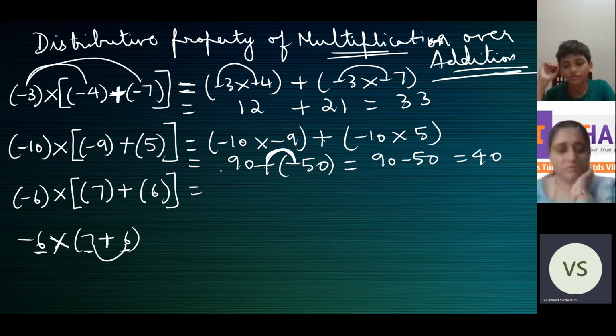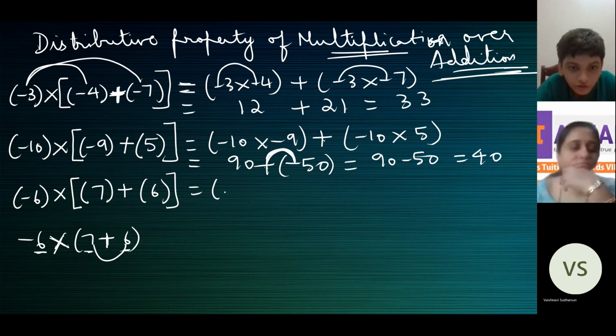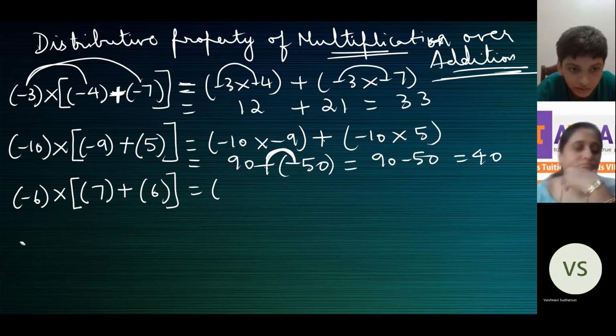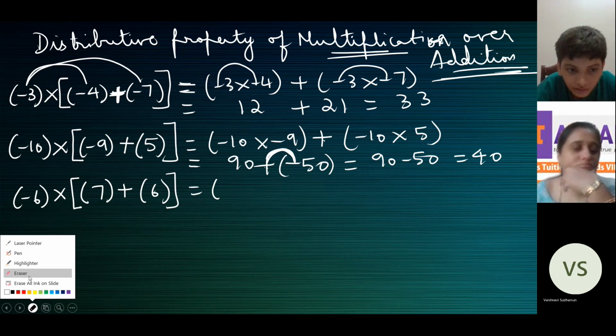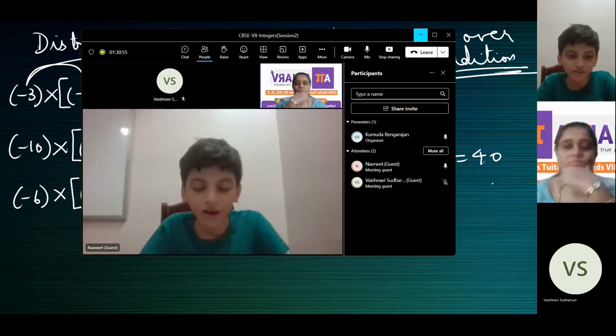40, ma'am. Yeah, ma'am. Next one, Navneet. Are you there, Navneet? Next one. Sorry, ma'am. Sorry, I was on mute.